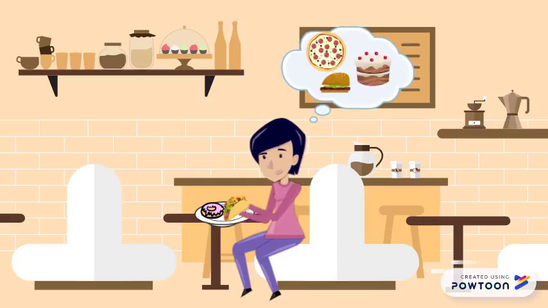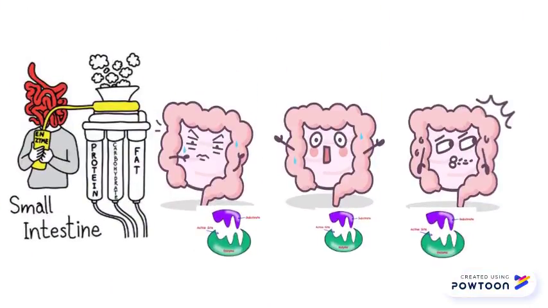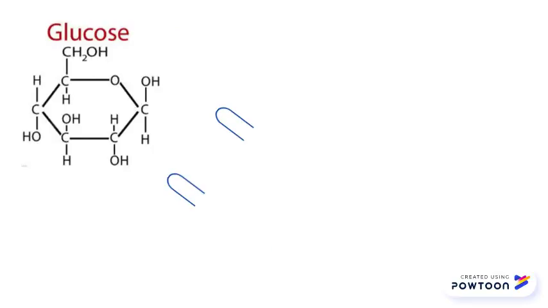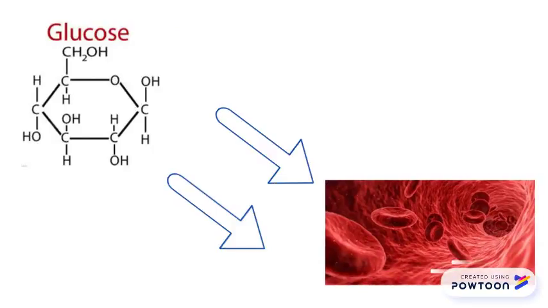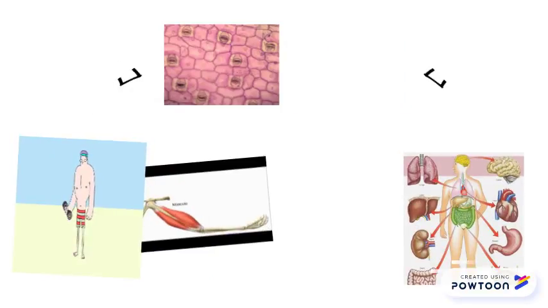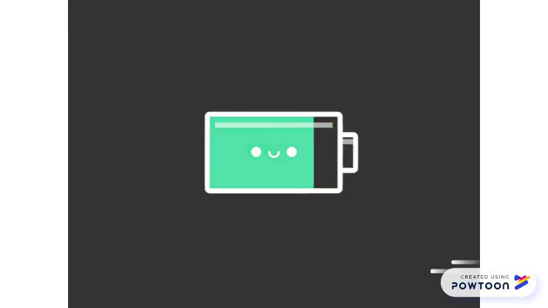When we digest sugar, enzymes in the small intestine break it down into glucose. This glucose is then released into the bloodstream, where it is transported to tissue cells in our muscles and organs, and this is going to be converted into energy.